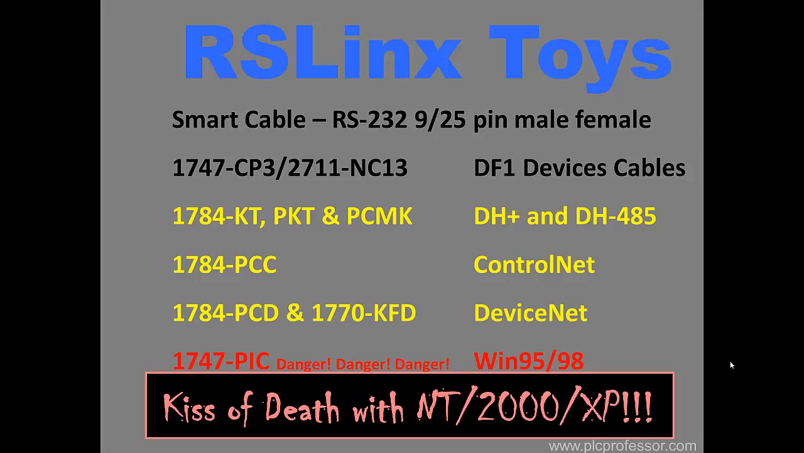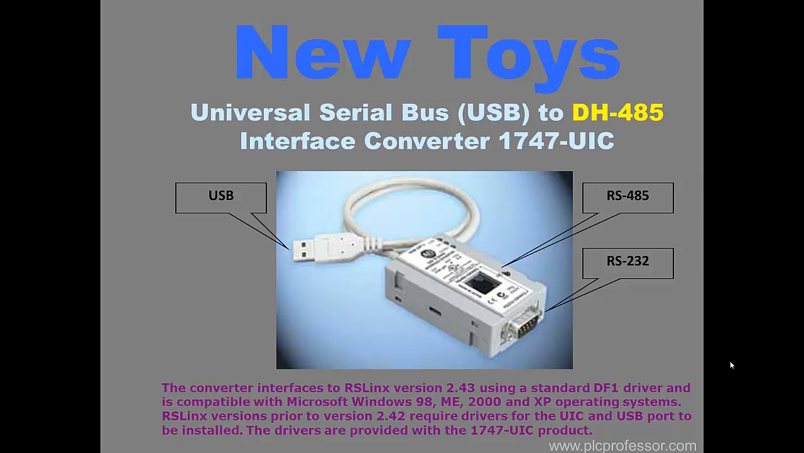So I always tell people, if you got a 1747 PIC module, set it on the end of the bench at work and accidentally bump it off onto the floor and then accidentally bump something real heavy on top of it to smash it. Now that's not good advice. Your boss wouldn't like me saying that. Anyway, 1747 PIC, kiss of death with NT 2000 XP. Now it works fine with 95-98.